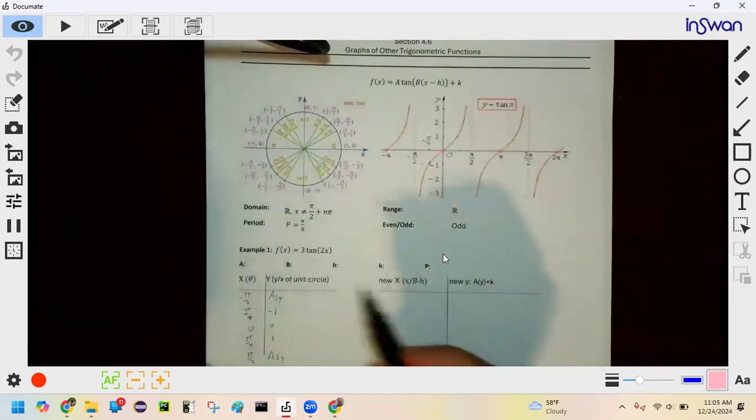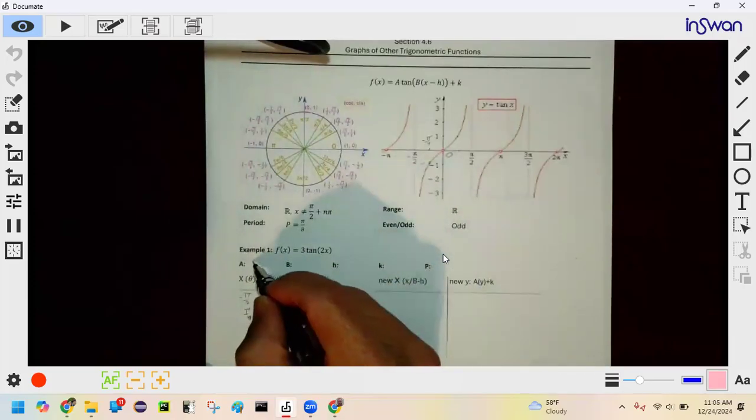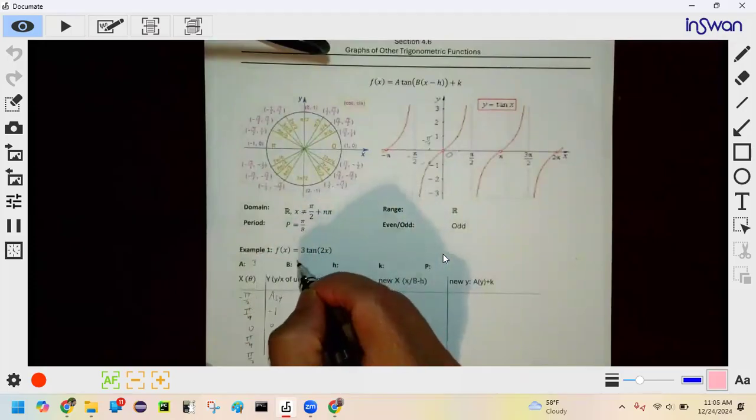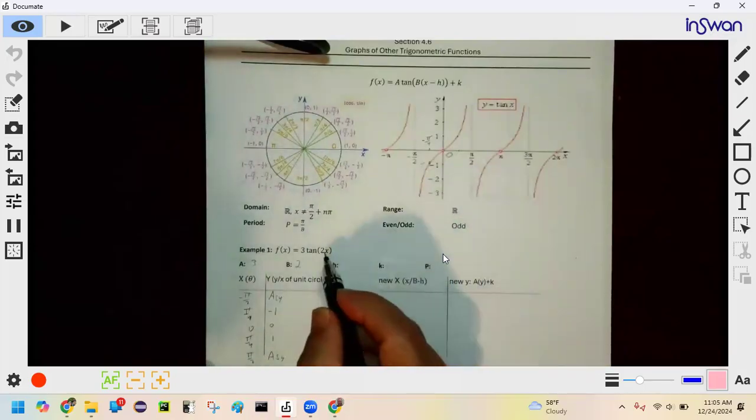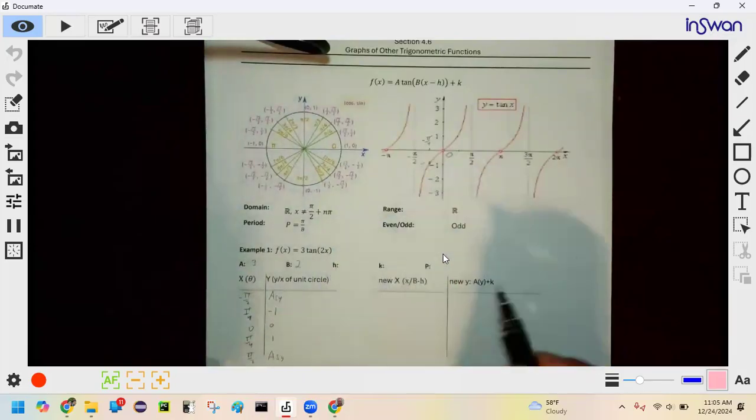So 3 tangent 2x: a is 3, that's a vertical stretch of 3. B is 2, that means that we are actually going to be compressing this graph. Everything in the parentheses is always the opposite, so we're going to want to divide by 2.